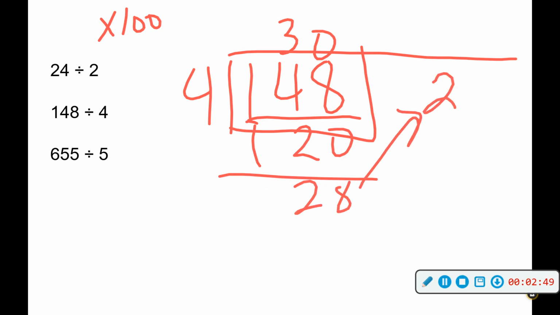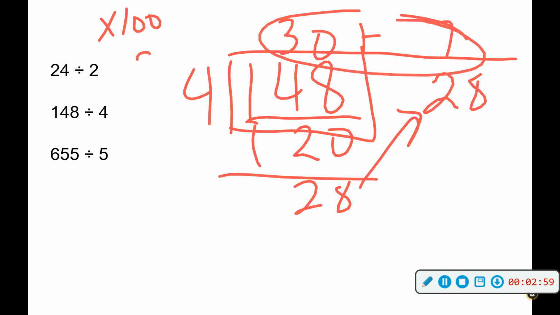So now that's my remainder. What times 4 is going to give me 28? That's a math fact of 7. So my quotient is 30 plus 7, which is 37. That would be my answer with nothing left over.